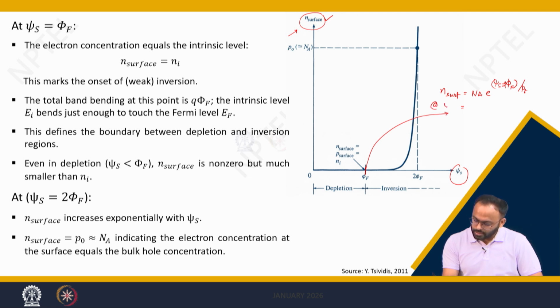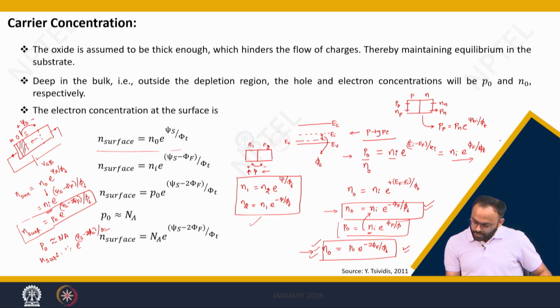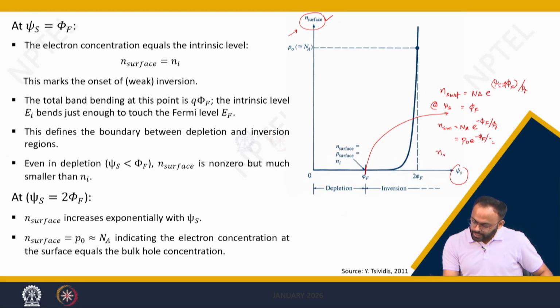So at psi s equals phi f, this can be written as n surface is equal to Na into e to the power of minus phi f by phi t. You can go back and check where you can get this type of thing, P naught e to the power of minus phi f by phi t. So P naught e to the power of minus phi f by phi t will give you what? Ni. So n surface becomes Ni at psi s equals phi f.